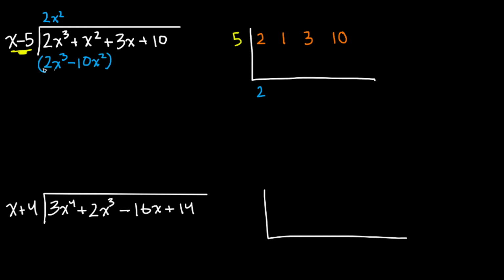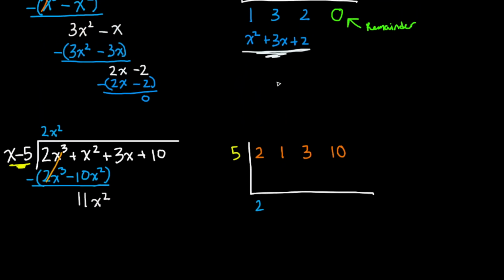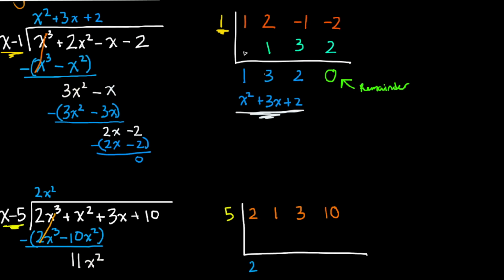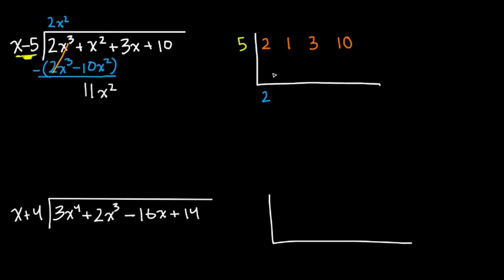And then we'll subtract this, and we see that the 2x cubed minus 2x cubed will cancel out. And then we have x squared plus 10x squared, and that'll result in 11x squared. So now, since it results in 11x squared, let's see what happens if we do the same process that we did up here.